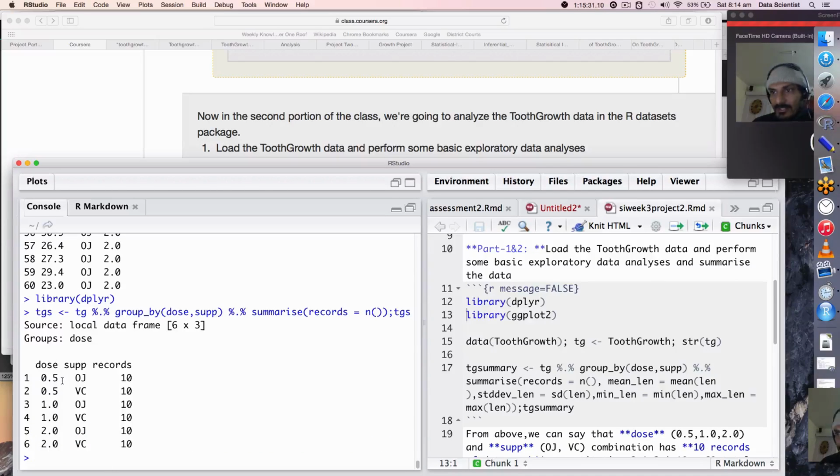So what do I get? Apparently there are 6 combinations, and for each of the combinations, 10 records are there. So though they had 60 records, they are saying that we have a sample size of 10 for each combination of dosage and supplement. Is this fine? But is it the same guinea pigs or different guinea pigs? How would you know that? Though the data shows 60 records, is it the same guinea pigs or different guinea pigs?